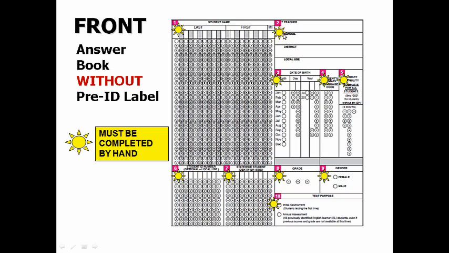We've got a little sun in the areas that we need to complete. It's everything on this front page, the front of the answer book. And this is without a pre-ID label. We will not have any labels for students taking the CELDT test. We just do not have a big enough population to need to do that. So everything will be hand bubbled.